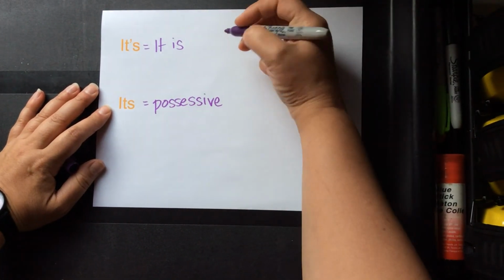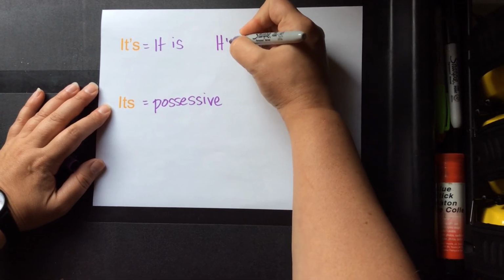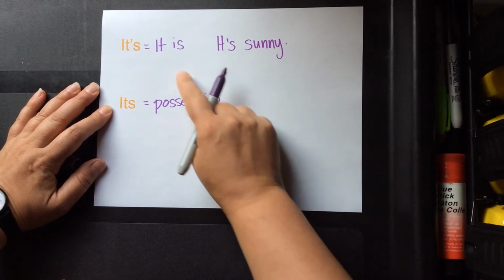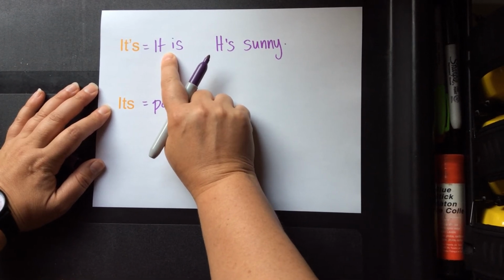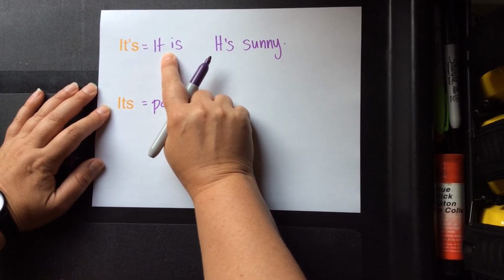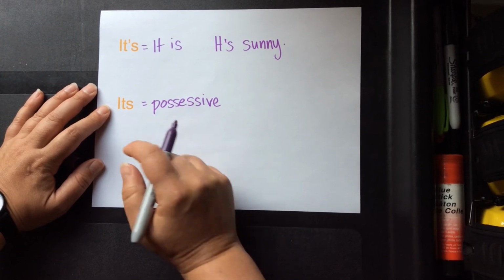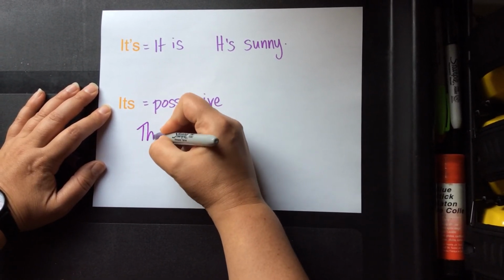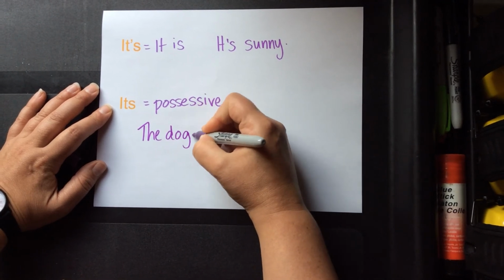So if I want to say it's sunny, I'm going to use the apostrophe, and I know that that's correct because I can change that to it is sunny. If I cannot change its to it is, I do not use an apostrophe. So an example for this would be like, the dog went into its house.